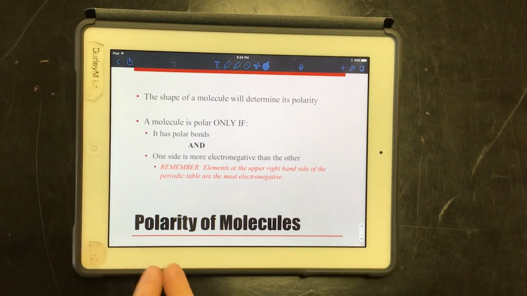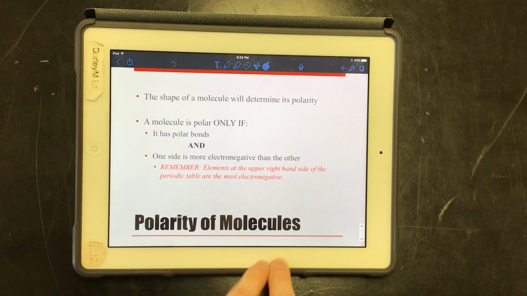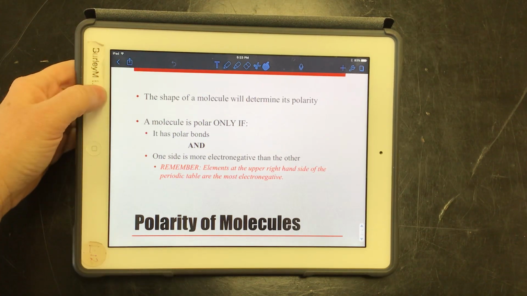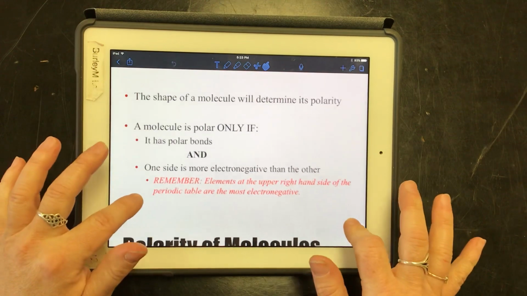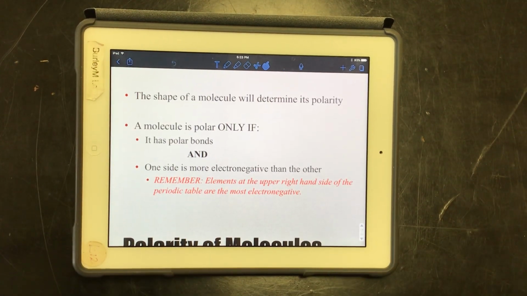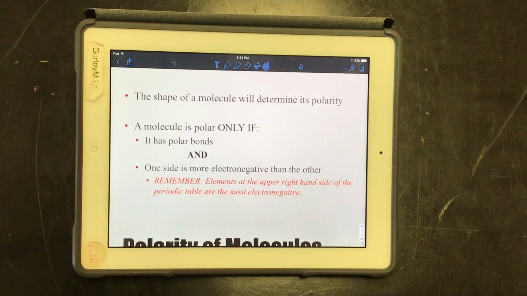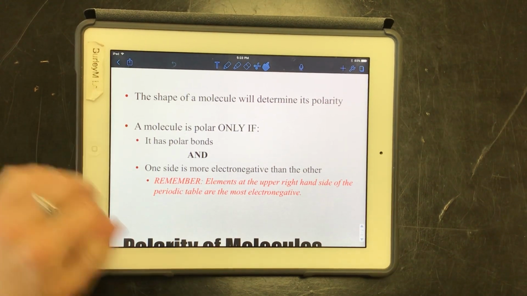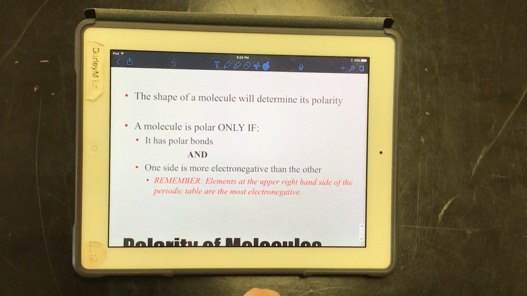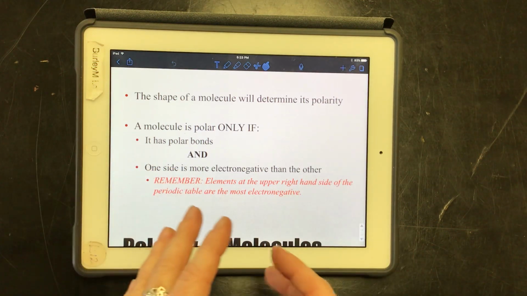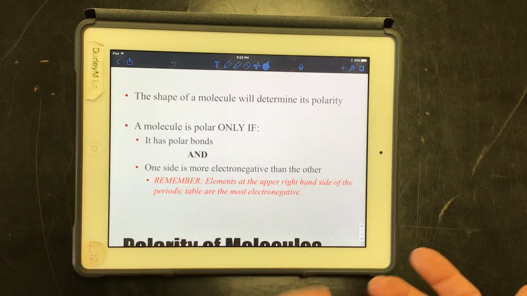So in order to figure out if a molecule is polar versus nonpolar, we do have to consider the shape of the molecule. The shape does make a difference. So I have a couple examples that I'm going to go through with you in a minute. Another thing we're going to look at is whether or not it has polar bonds and whether or not those polar bonds will cancel versus not cancel.